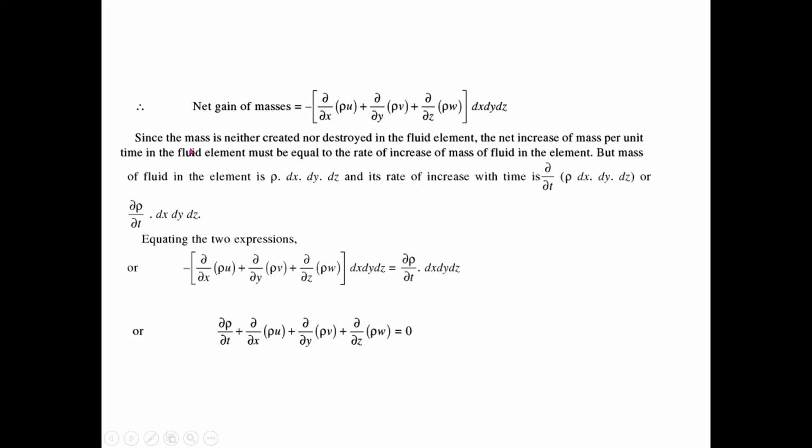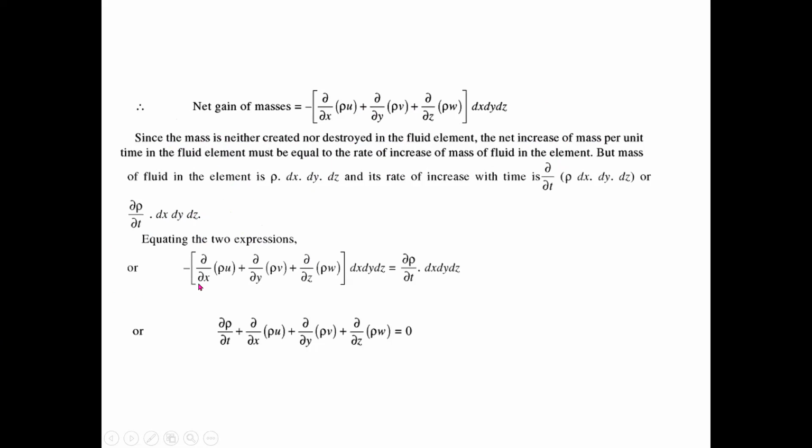So you write up to here, up to ∂ρ/∂t into dx, dy, dz. After that, equating these two expressions, 1 and 2. Since mass is neither created nor destroyed, the net increase of mass per unit time in the fluid must be equal to the rate of increase of mass of the fluid in the element. So that's why we need to equate equation 1 to equation 2.